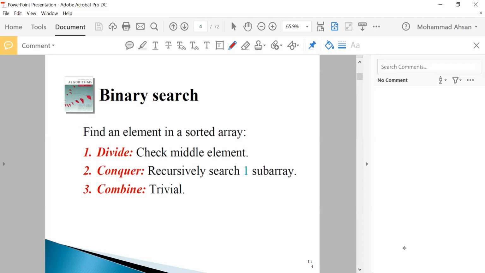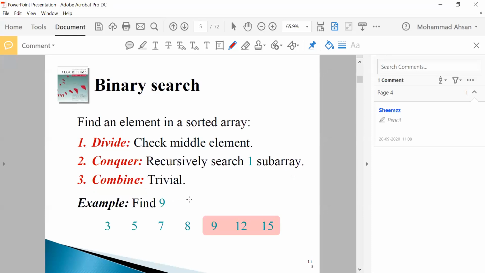Then conquer means you apply the same technique to the left subarray that you got now and see where your element is. And then there's no combine. In fact, divide and conquer will itself solve your problem. So in case of binary search, this is trivial.